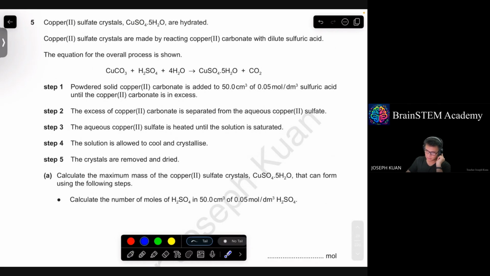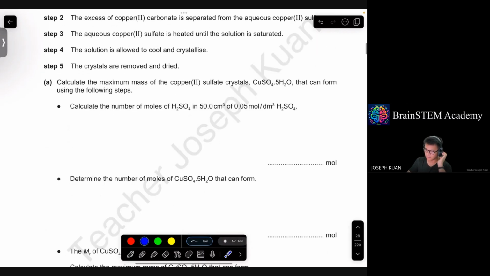Calculate the maximum mass of the copper 2 sulfate crystals that can form using the following steps. First of all, calculate the number of moles of sulfuric acid in 50 cm³ of 0.05 mole per cubic decimeter sulfuric acid. How can you find the number of moles from these two data?